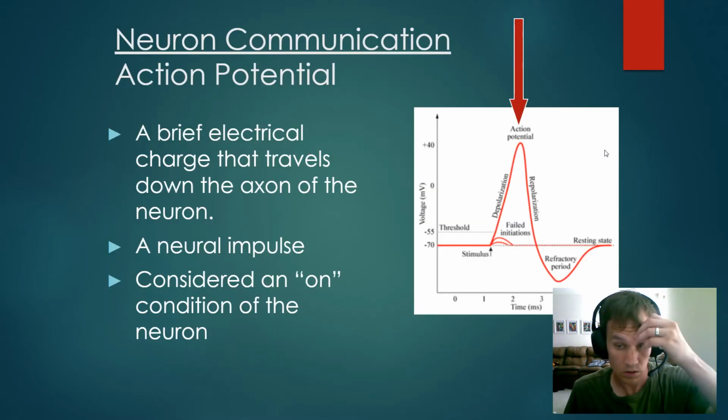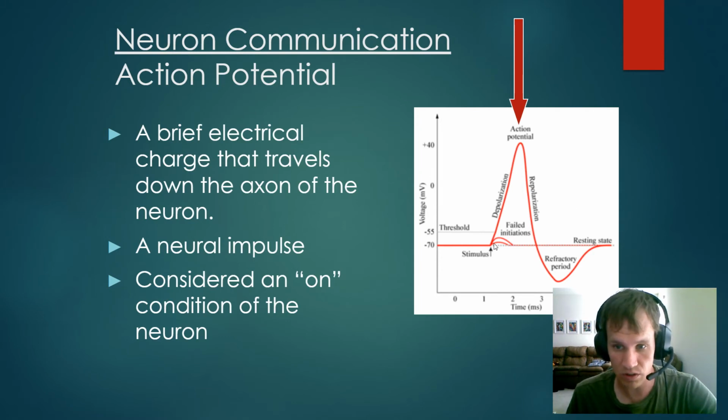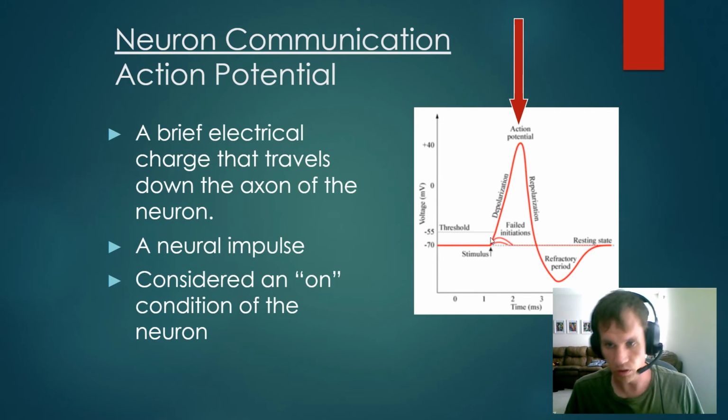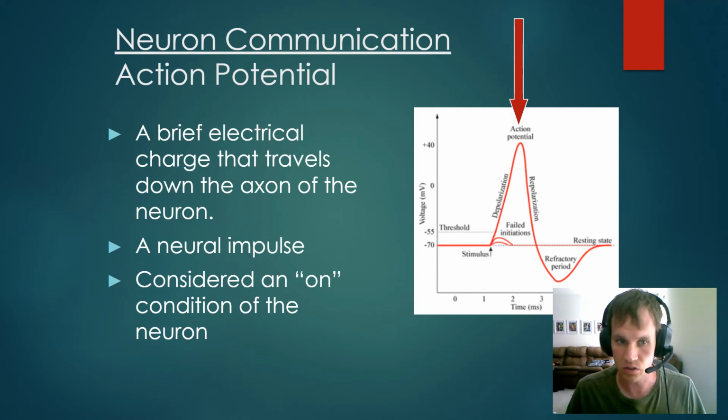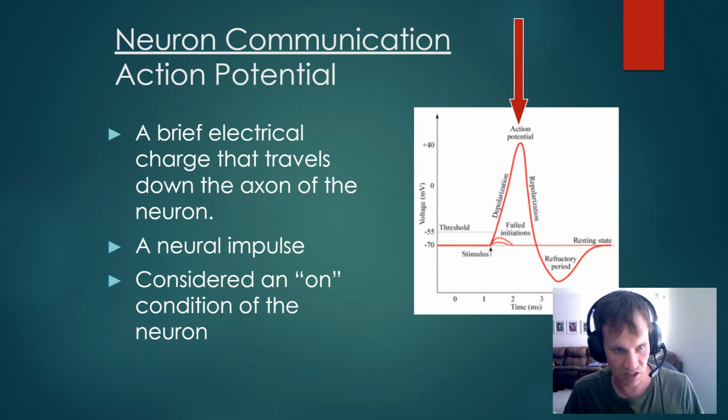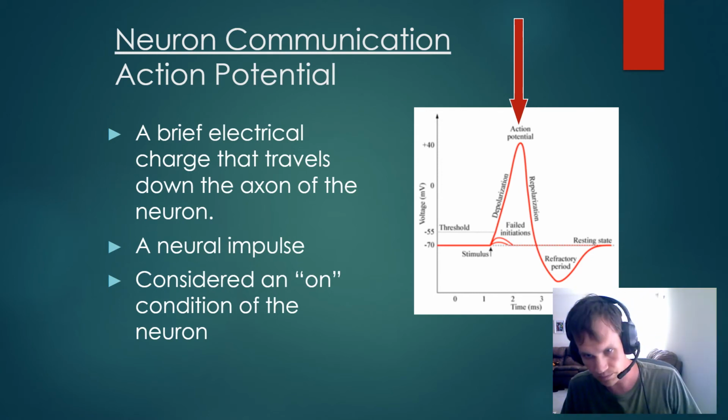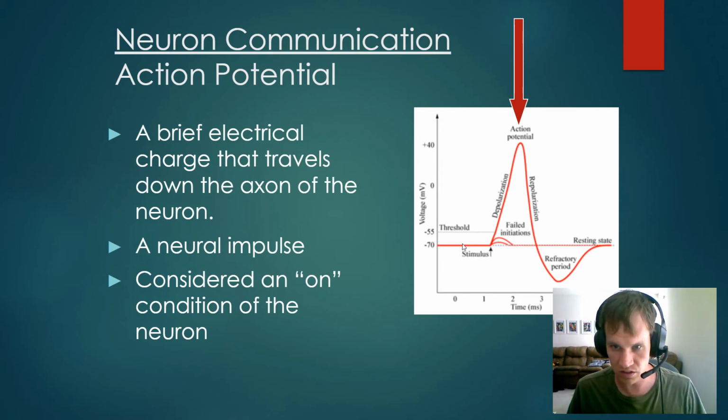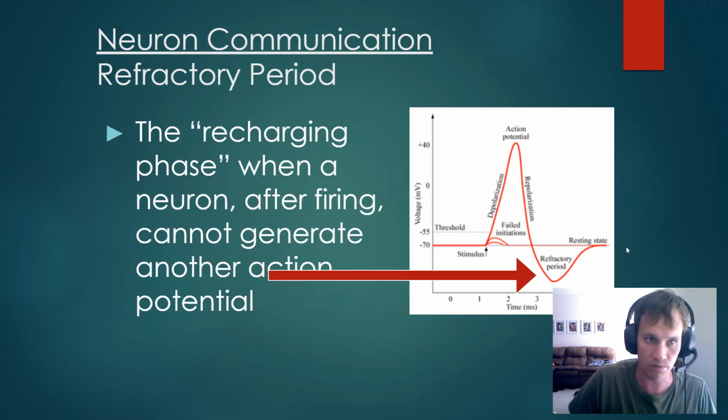Okay, so action potential is the action. It's the purpose of the neuron. It's the sending of the message. It's the on switch of the neuron, and it always happens to the same degree. It either happens or it doesn't. The action potential can't be more or less intense. It happens or it doesn't. This is when the actual electrical signal is being sent down the axon.